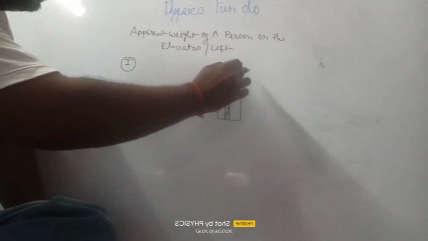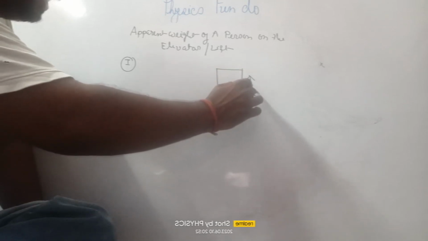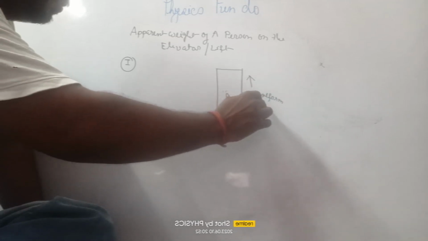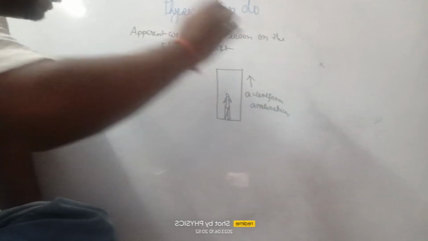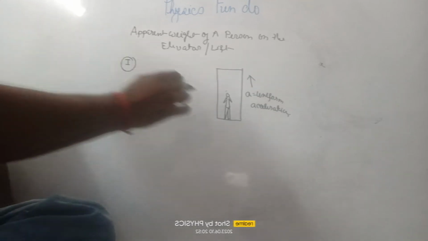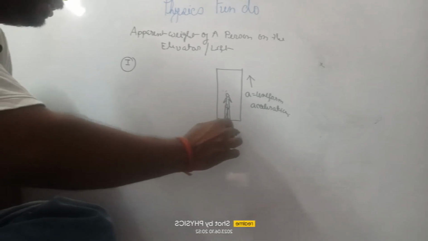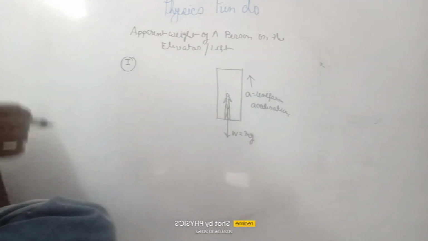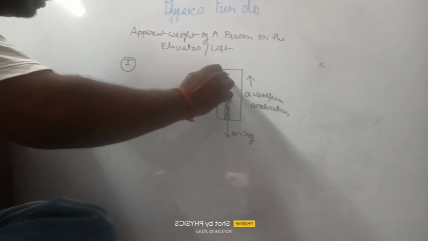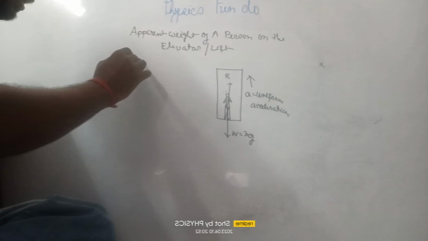Now the lift is moving in the upward direction with the uniform acceleration a. Now let us take the force acting on the person. Its weight in the downward direction perpendicular to the floor of the lift, and the reactional force opposite to the weight.